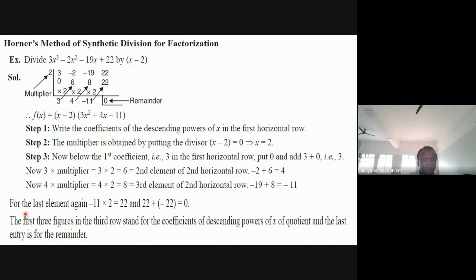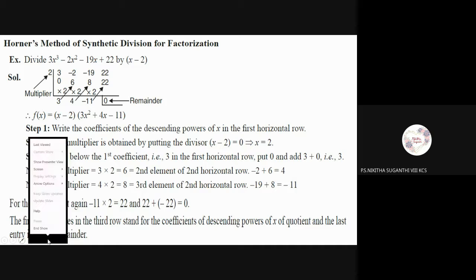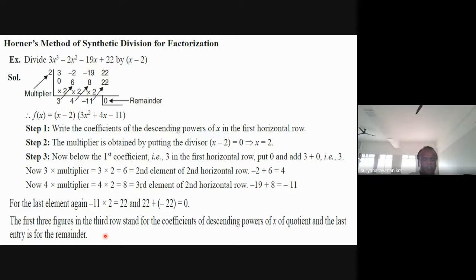Okay, my children. Understood? How to find multiplier? Yes, sir. Understood. Understood this step? Second step, multiplier.